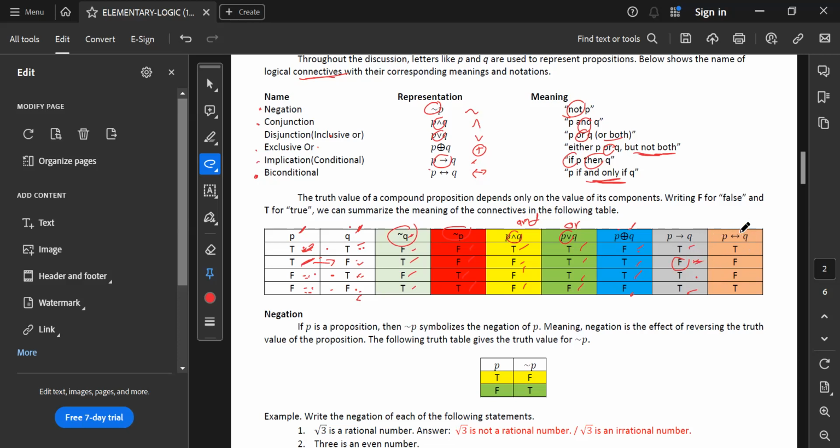And when it comes to the biconditional, the only thing you need to remember is that it is true if they have the same truth value. Like this one, both true, so true if and only if true is true. And then false if and only if false is also true. And then the rest, any combination of true and false, is automatically false.